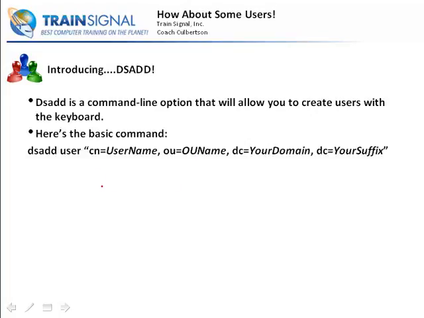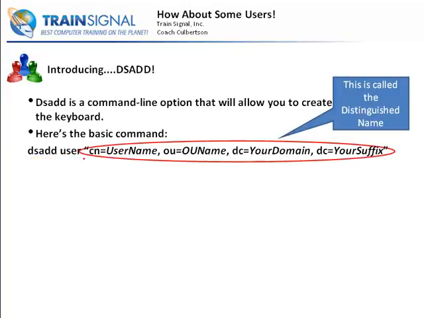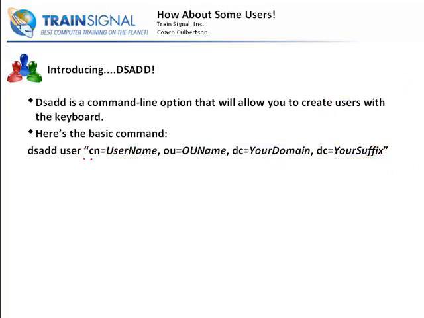And here's the basic command. It's DSAdd, and then what we're going to be creating, user. And now this whole big mess right here, this is what we call the distinguished name. Now the distinguished name is what a user account actually looks like if you were to look at the raw version of the Active Directory database. So here we have cn equals username, so we would put in the username at this particular point. We would put in the OU that we want the user account to live in, and then we put in the DC, which is the domain name, and then we put in the suffix of the domain here.